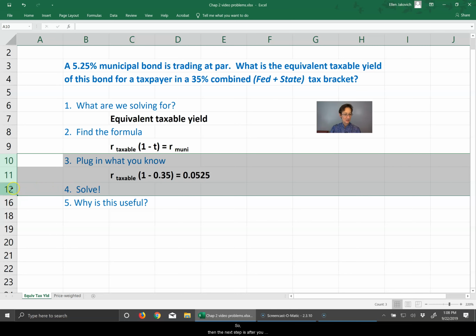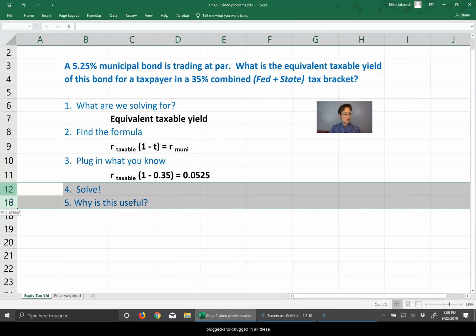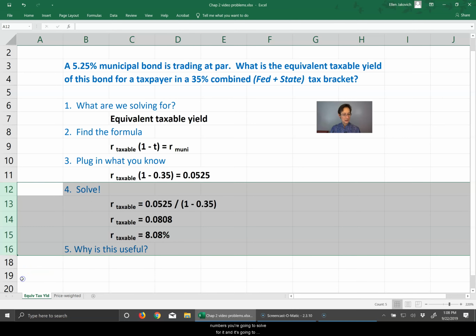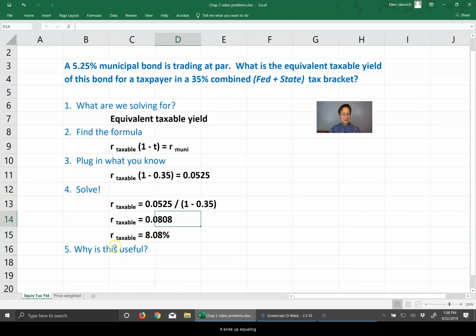The next step, after you've plugged in all these numbers, is to solve for it, and it's going to look like this. You've got to get R taxable by itself. So this whole 1 minus 0.35, you're going to divide both sides by it. You divide this side by it, you get R taxable. You divide this side by it, you get this mess. So it ends up equaling 0.0808, which when you convert back to percent, which you need to do on rates, it's 8.08%.